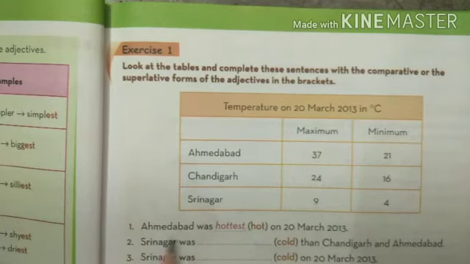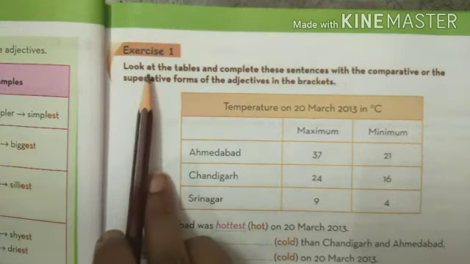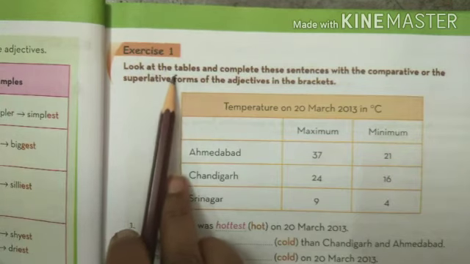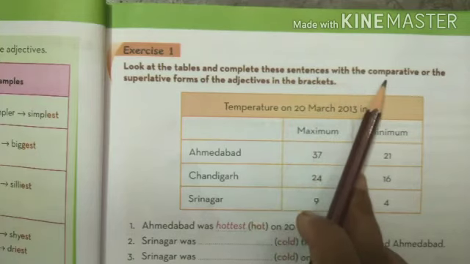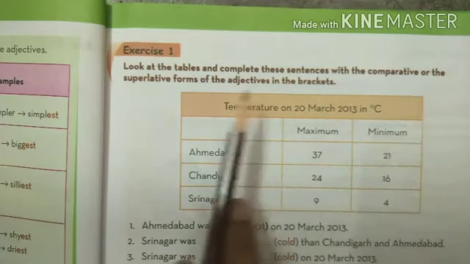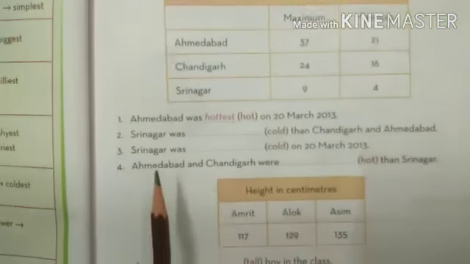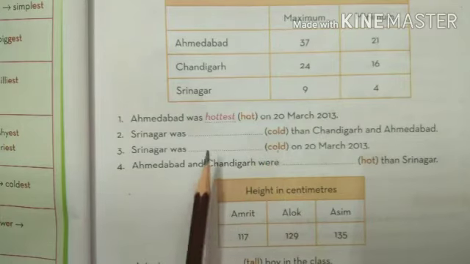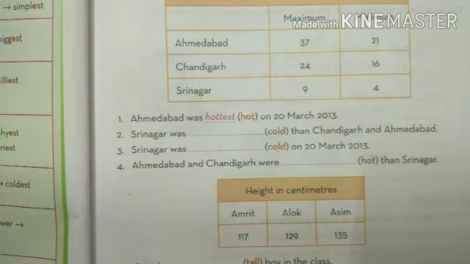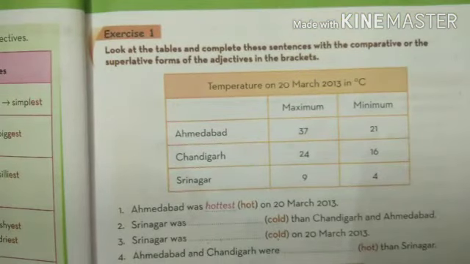Now let us solve the exercises from our textbook. Here in exercise 1, it is written, look at the tables and complete these sentences with the comparative or the superlative forms of adjectives in the bracket. Here you can see in the bracket the positive degree is given, and you have to fill in the blanks with the comparative and superlative degree. So exercise 1 is a homework for you.